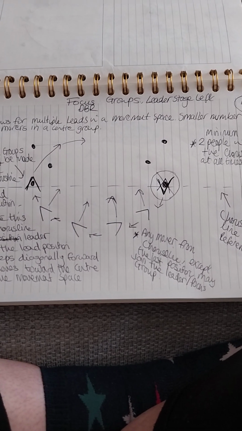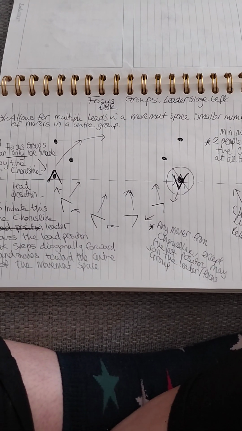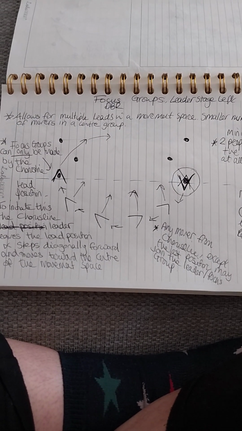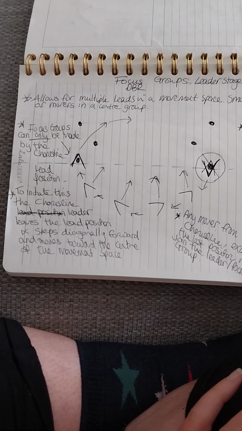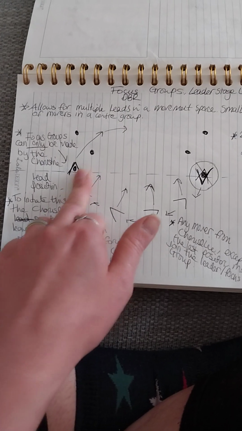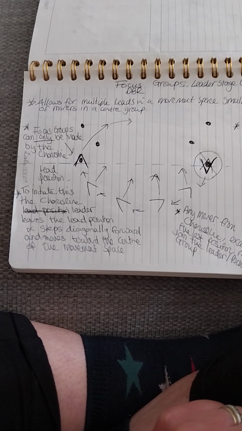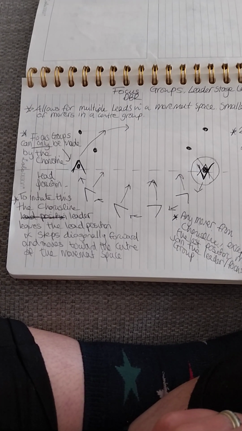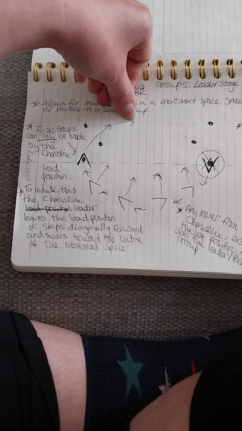Focus groups, leader stage left, downbeat right. The focus groups allow for multiple leads in a movement space and for smaller numbers of movers in a centre group. Focus groups can only be made by the chorus line leader, the chorus line lead position. To initiate this, the chorus line leader leaves the lead position and steps diagonally forward and moves towards the centre of the movement space. So here, centre of the movement space.